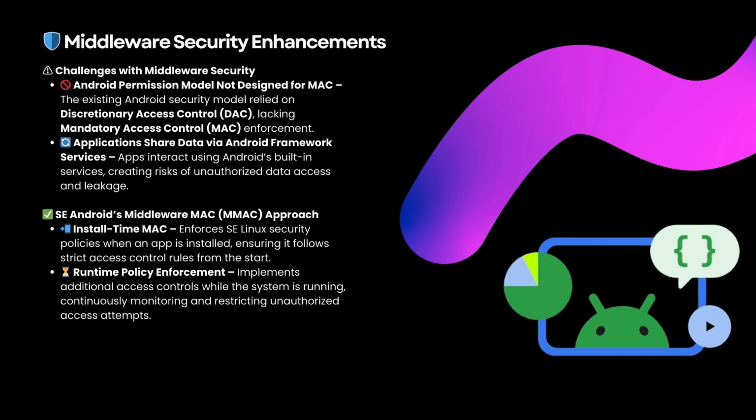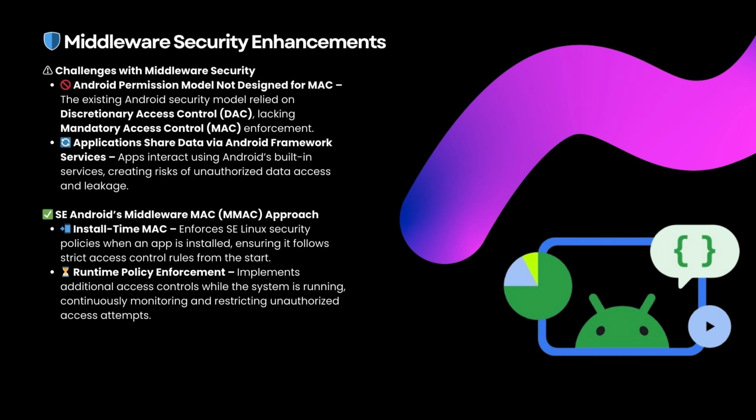SE Android's middleware MAC approach. Install time MAC. With install time MAC, security policies are enforced as soon as an app is installed. This ensures that the app follows strict access control rules from the beginning, reducing the likelihood of a security breach.